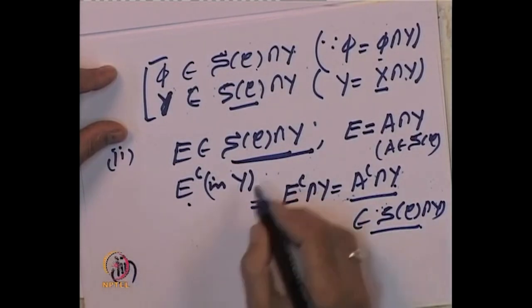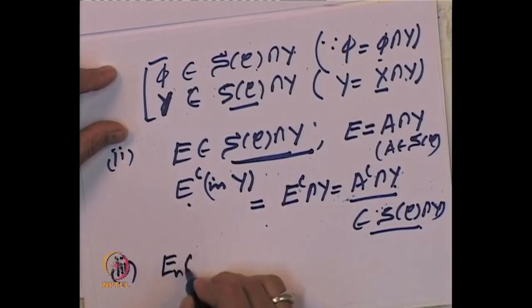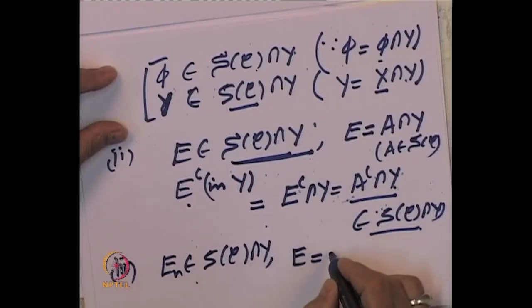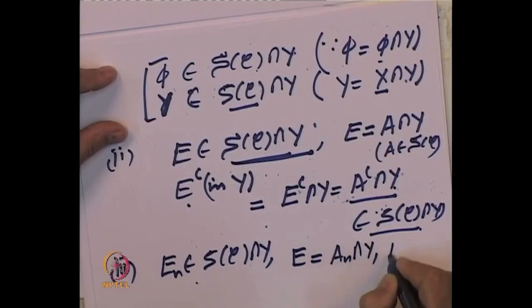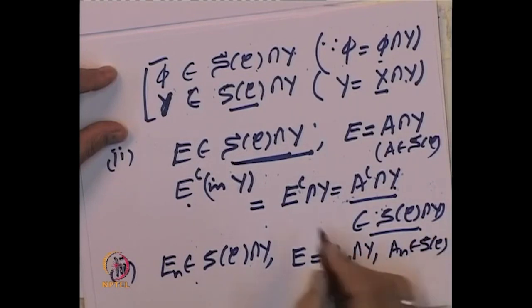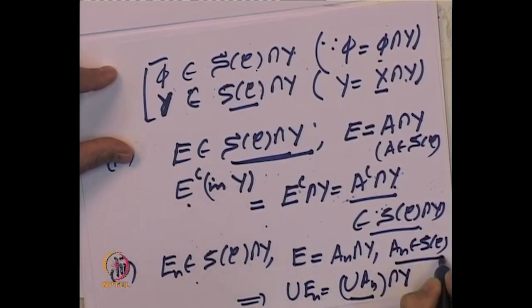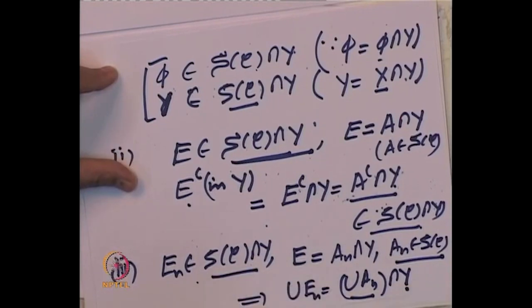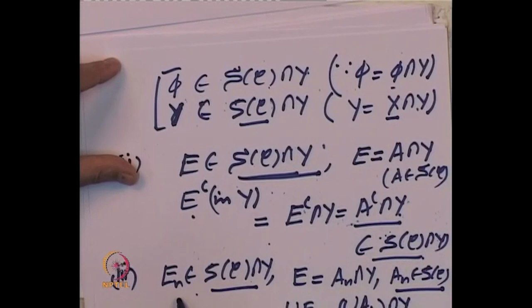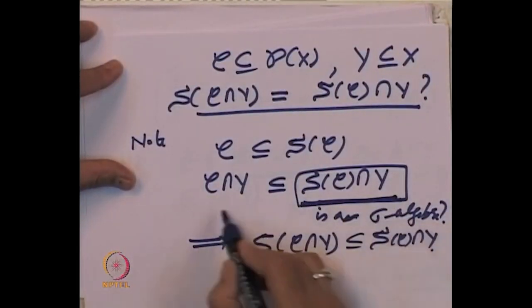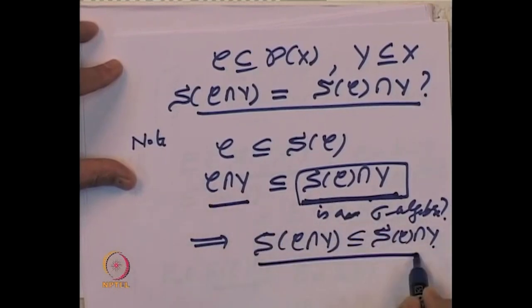And finally, let us show it is closed under countable unions. If E_n belong to S of C intersection Y, then each E_n will be some A_n intersection Y, where the A_n's belong to S of C. That will imply the union of the E_n is the union of the A_n intersection Y, and the union of the A_n belongs to S of C, so the union belongs to this collection. If the E_n's belong to this, then the union also is an element of this. So we have proved that this collection is a sigma algebra. This collection is inside this one.